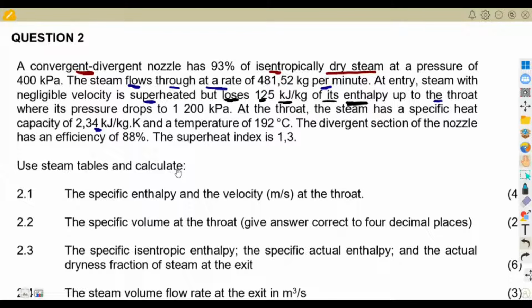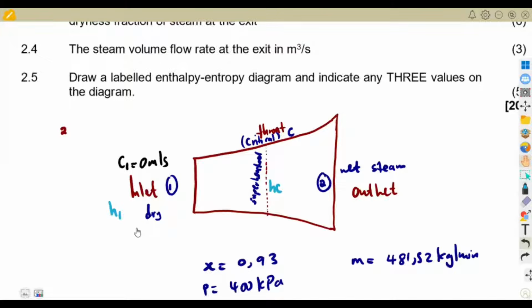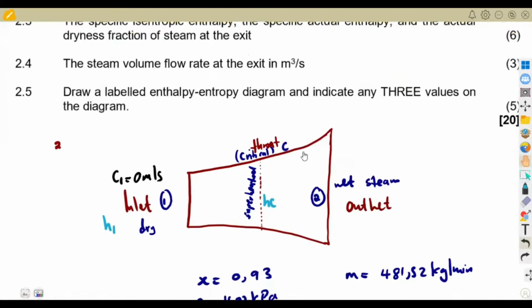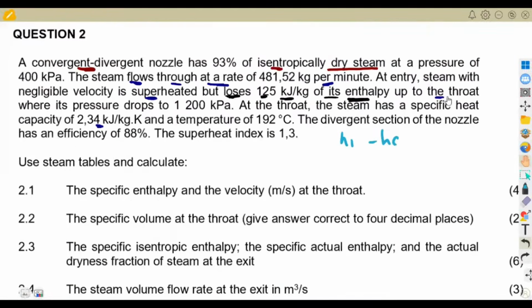Understand the information, because you won't be given information like this on another question, but the idea of taking this information is the same that you use to answer any other question. So there we are given the change that is happening in the enthalpy, represented by H. That is H1 minus HC, because we are starting from the inlet up to the throat. It's not up to the outlet.